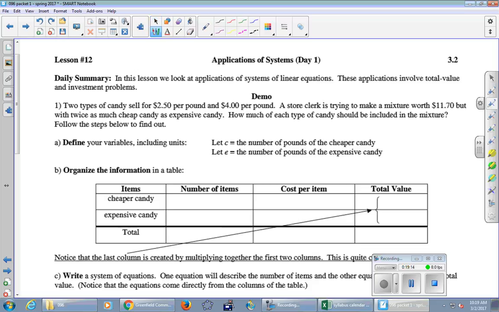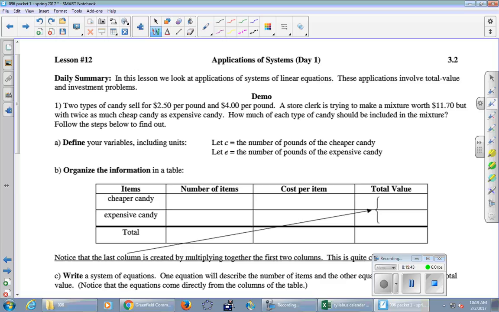Number 1, 2 types of candy sell for $2.50 per pound and $4 per pound. A store clerk is trying to make a mixture worth $11.70, but with twice as much cheap candy as expensive candy. So imagine you got this big old jar, and you got the expensive candy in the one hand and the cheaper candy in the other hand, and you're just going to mix and match into this big jar, and you want the jar to be worth $11.70, right?